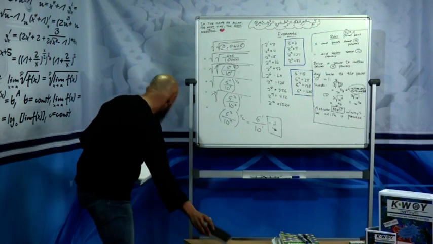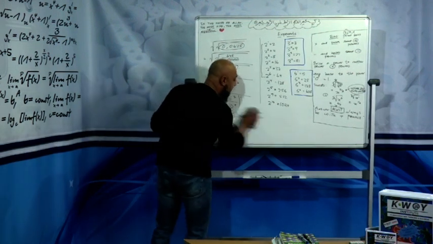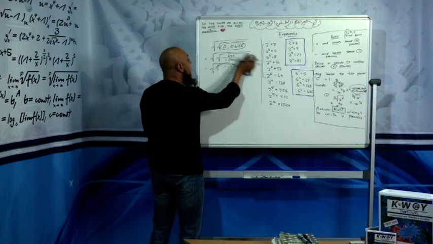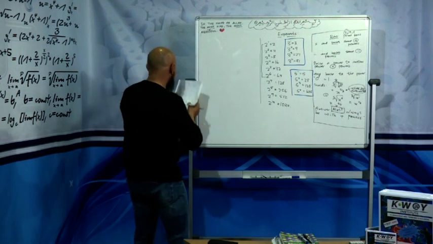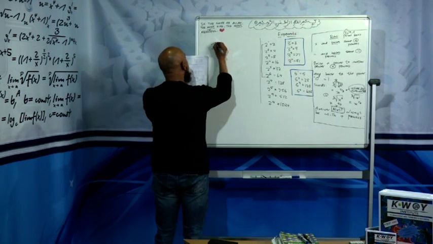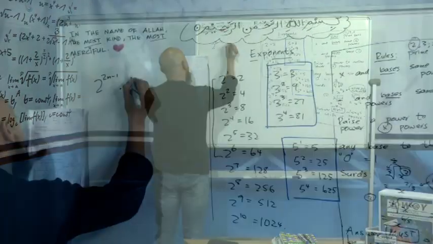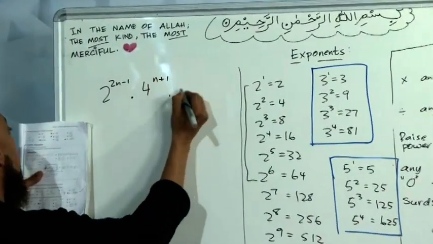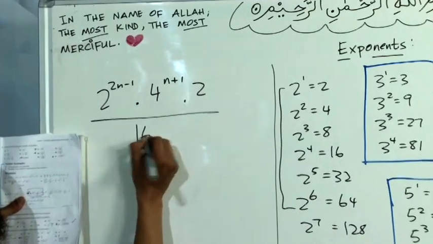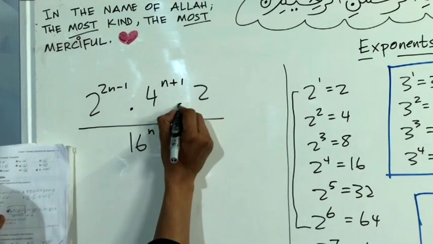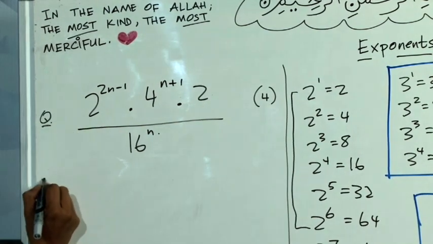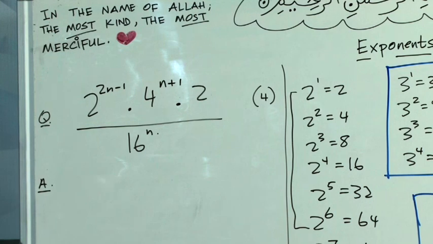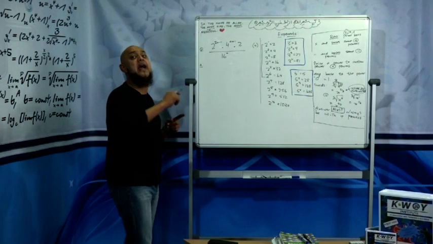Okay? Let's now take another hectic example. Now these are the other types that you're going to see. So these were just simplifying exponents where you were just given one term. Let's look at a question like this. I tell you 2 to the power 2n minus 1 times 4 to the power n plus 1 times 2 over 16 to the power n. Guys, a question like this is worth, I would say, about 4 marks. We're going to do this one, and then I'm going to put on one more on the board, and then I'm going to leave you.